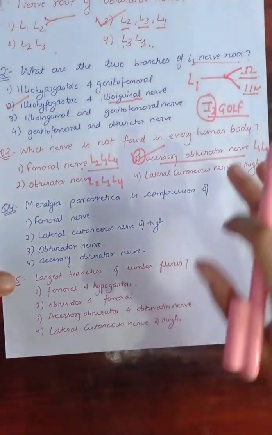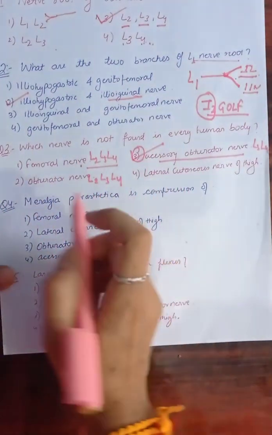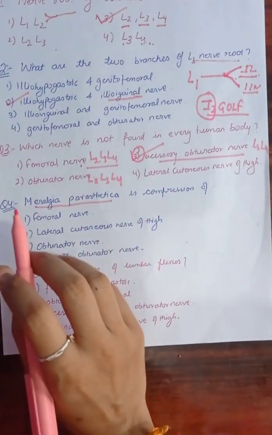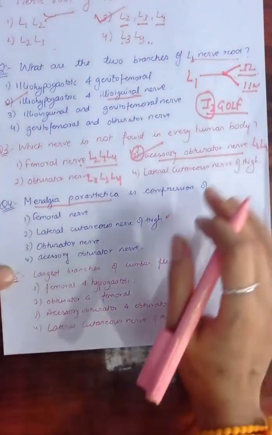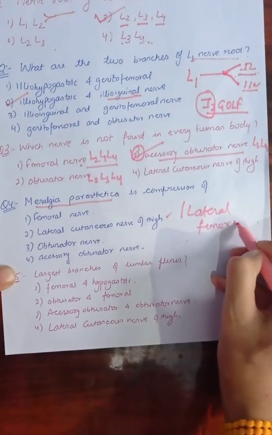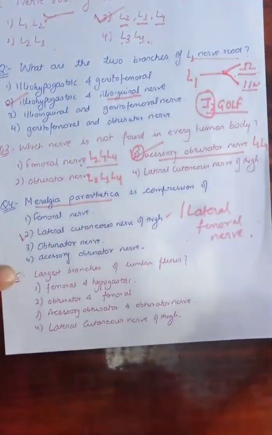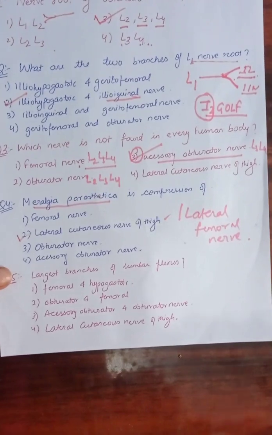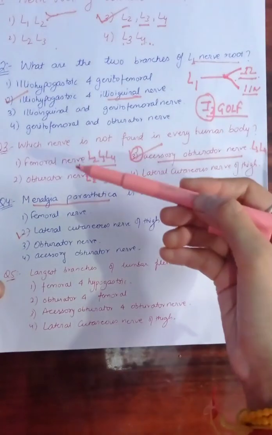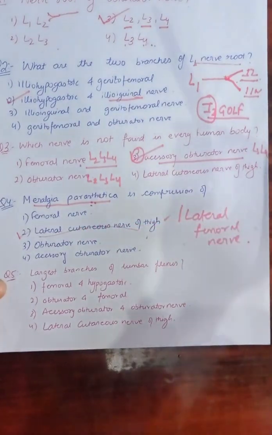Now, meralgia paresthetica. I guess I didn't talk about this concept in my last video. Meralgia paresthetica is a condition in which there is compression of the lateral cutaneous nerve of the thigh, or you can also say the lateral femoral nerve, and thereby it gives symptoms of numbness, loss of sensation and so on.